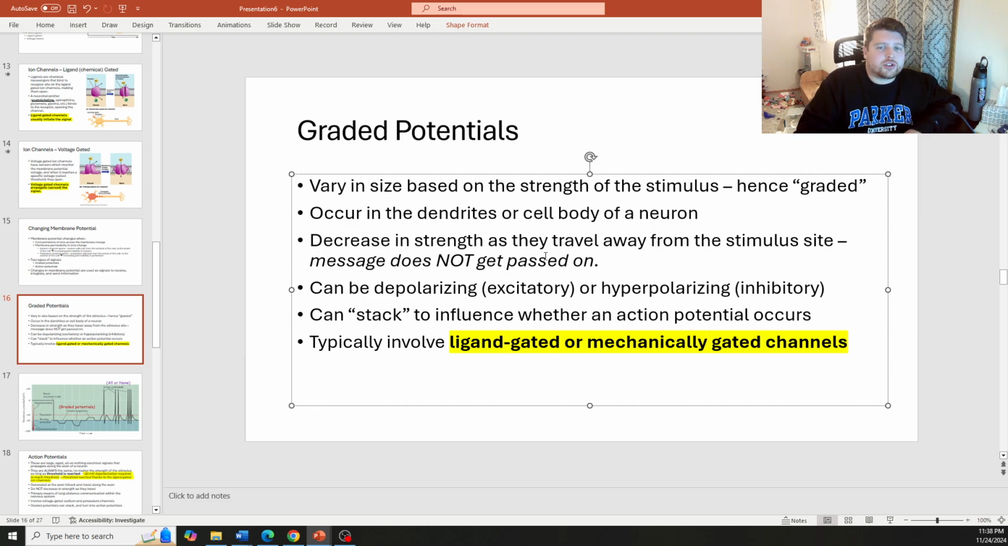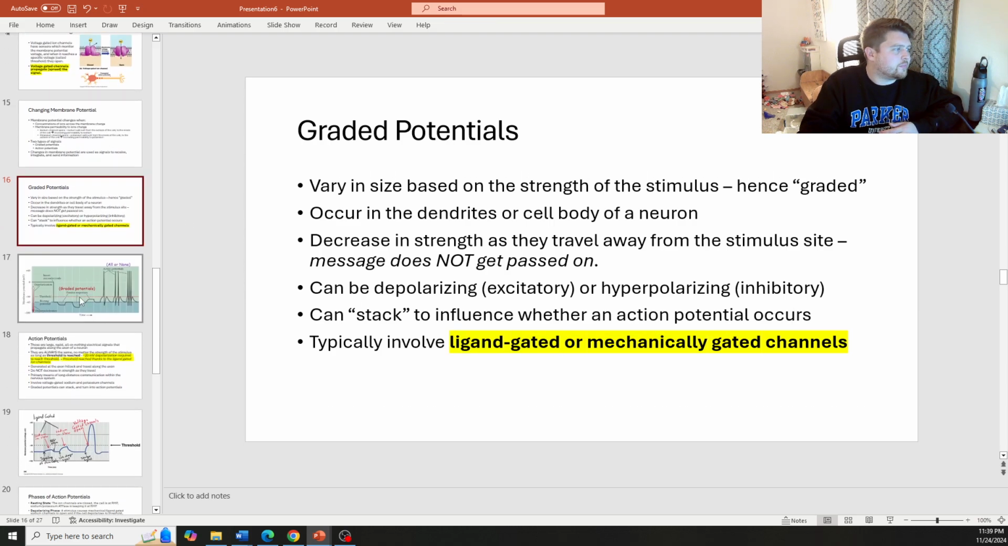If they are not strong enough, they will not be passed on as a message. They can be a smaller stimulus, and it creates a little local depolarization, a little local thing happens, but it dissipates before it really gets to where it would need to go. And these ones are typically ligand-gated or mechanically gated channels. Most likely ligand is the one that we'll focus on here.